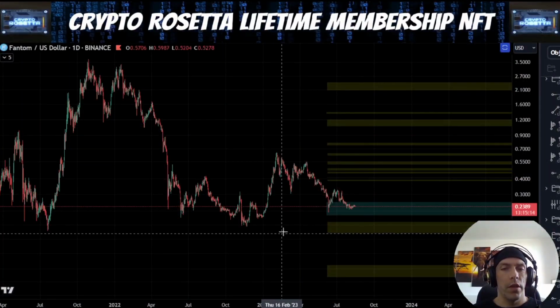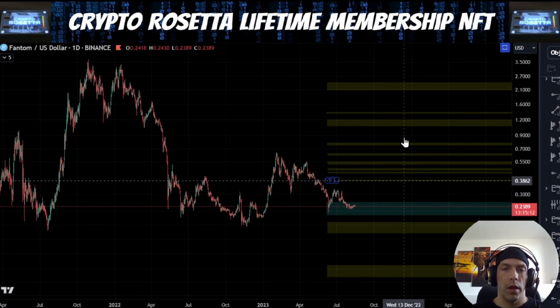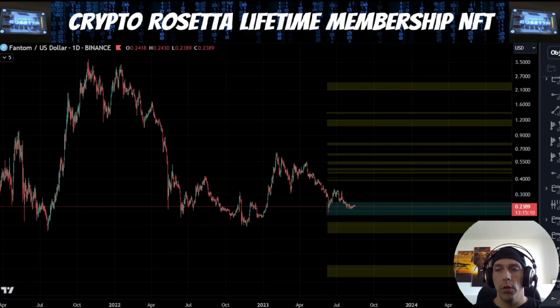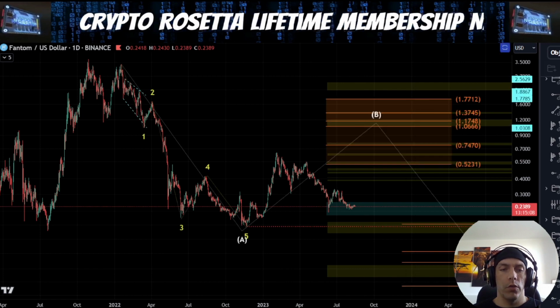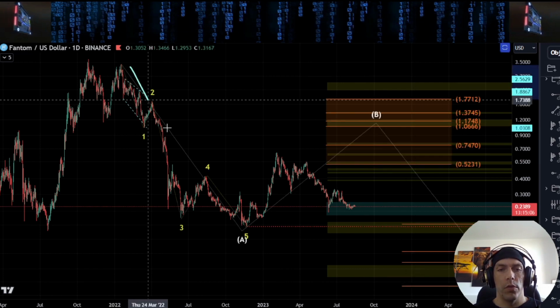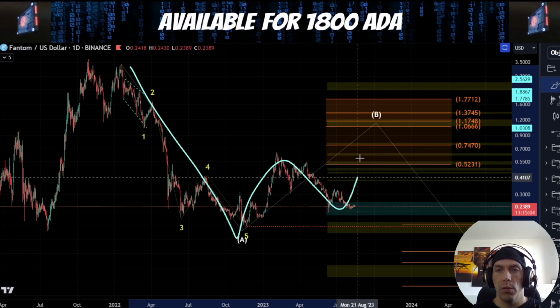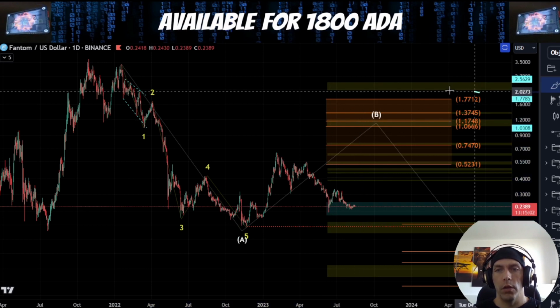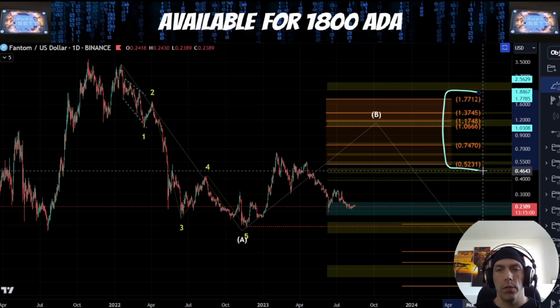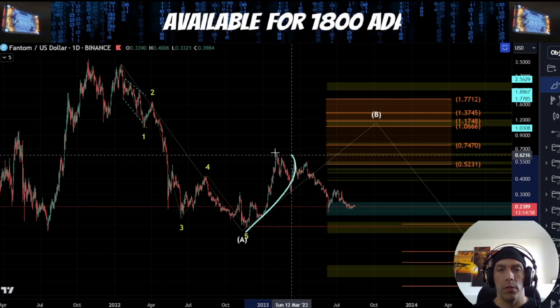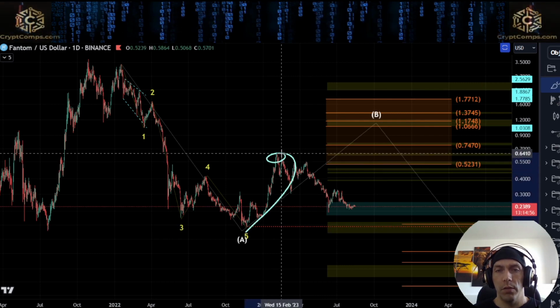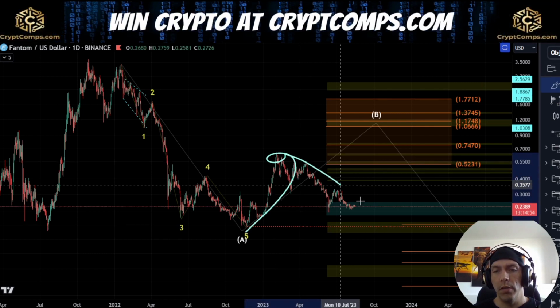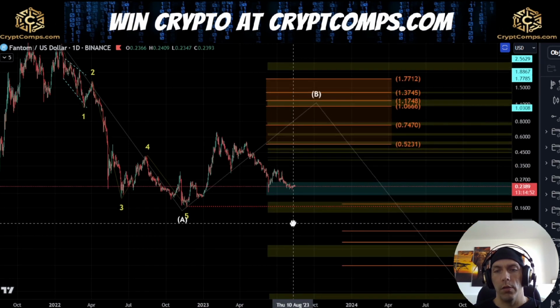Before we jump into the lower degree counts, what we're going to talk about is a couple of the higher degree options that we are looking for here. Within this count, what we are saying is that this whole move to the downside is A. We're looking for a three-wave move up for B, targeting $1.77 to $2.31. We have come up into this zone already, so we need to be respectful that this B wave could be completed and we could be looking for this direct break to the downside.